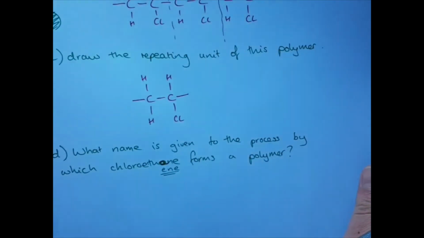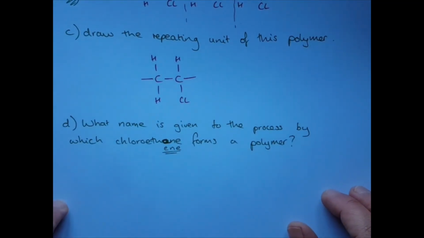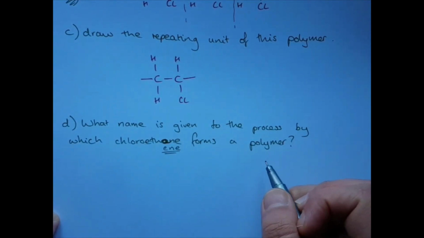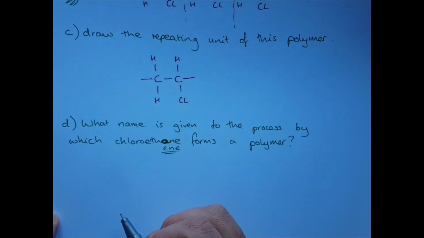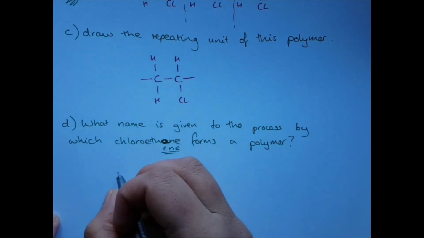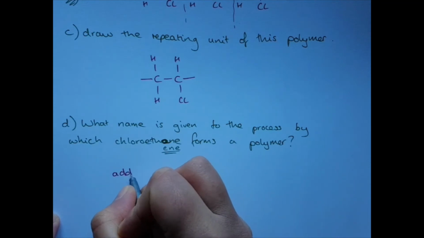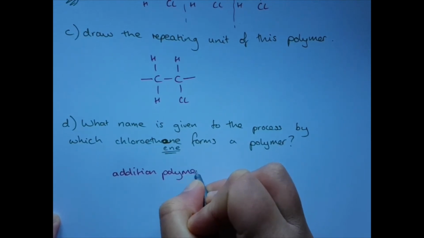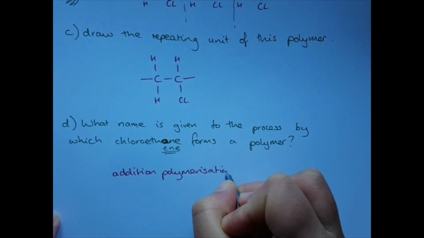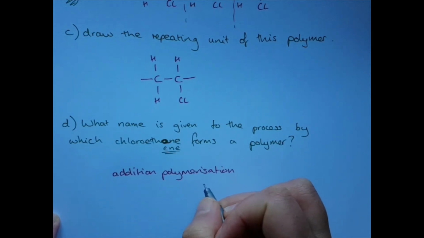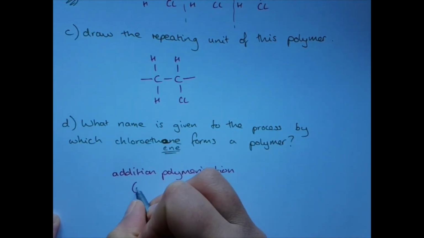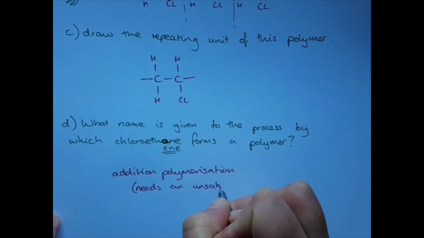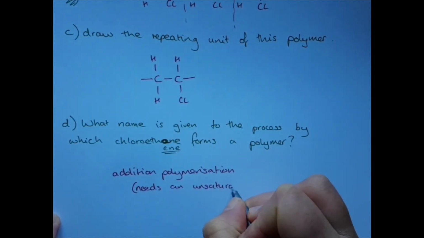Okay, and then finally, just a wee recap: what is the name given to the process by which chloroethene forms a polymer? Have a think about that. Okay, and that is just what we've looked at just there. We've just looked at addition polymerization. Something to be aware of is that for addition polymerization to take place, the monomer must be unsaturated. That doesn't really relate to this question, but it is a point to remember.